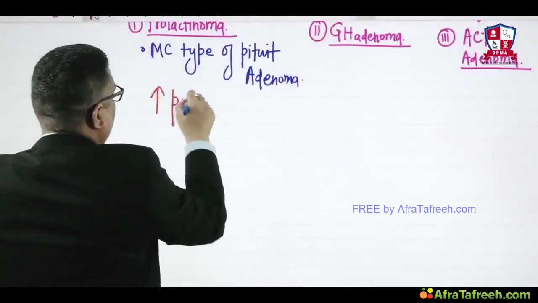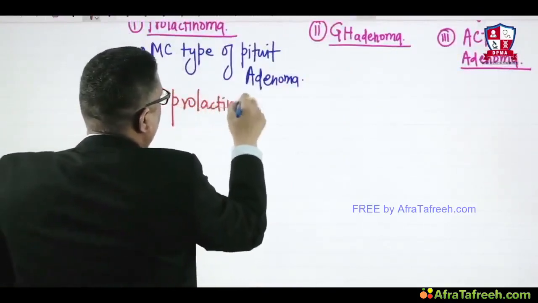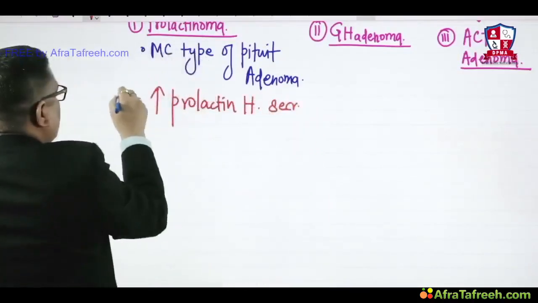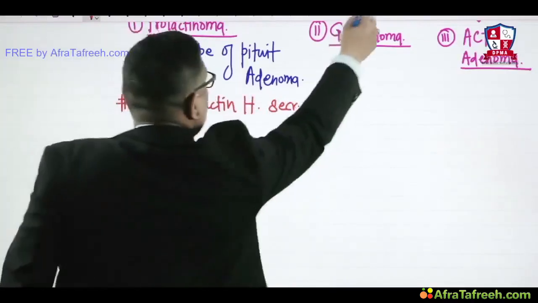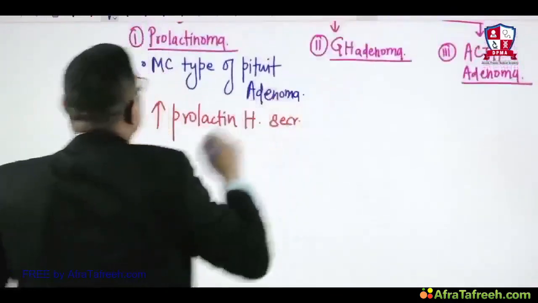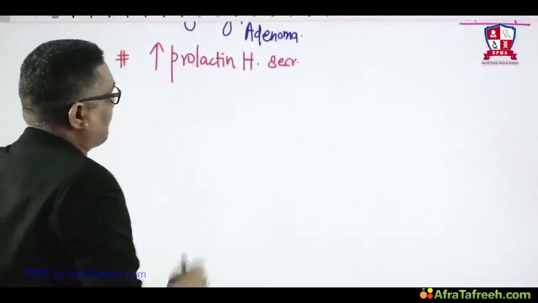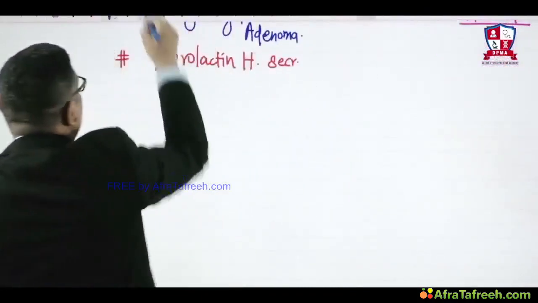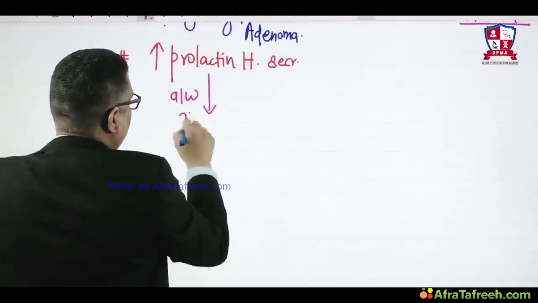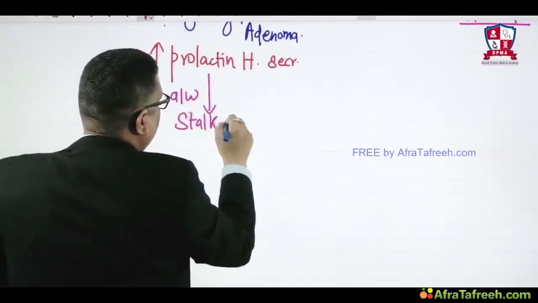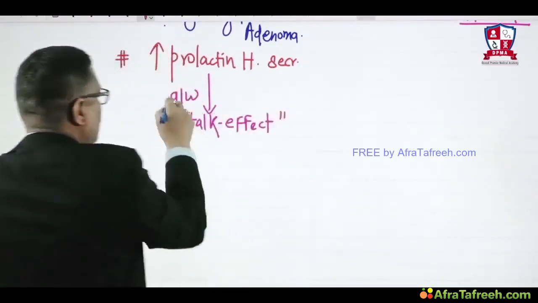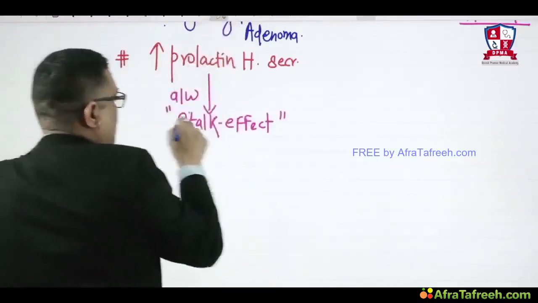Excessive prolactin hormone secretion will be there, right? This increased prolactin secretion is also associated with suprasellar mass effect, also called the stalk effect. The examiner may ask you this question: what do you mean by stalk effect? What is the meaning of stalk effect?